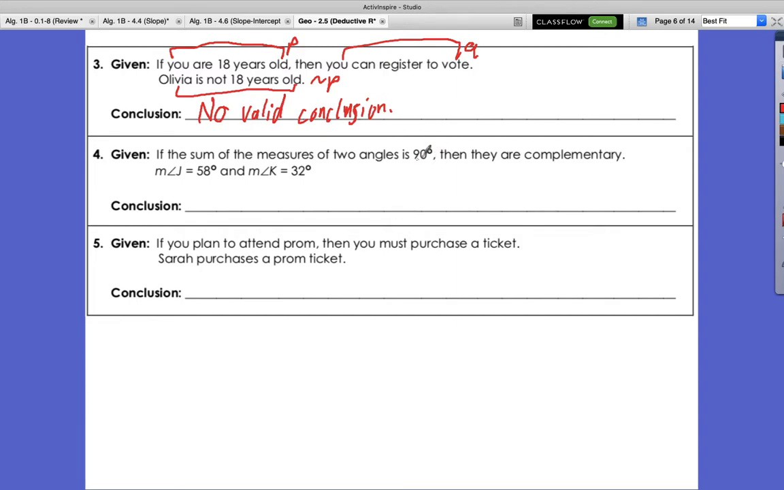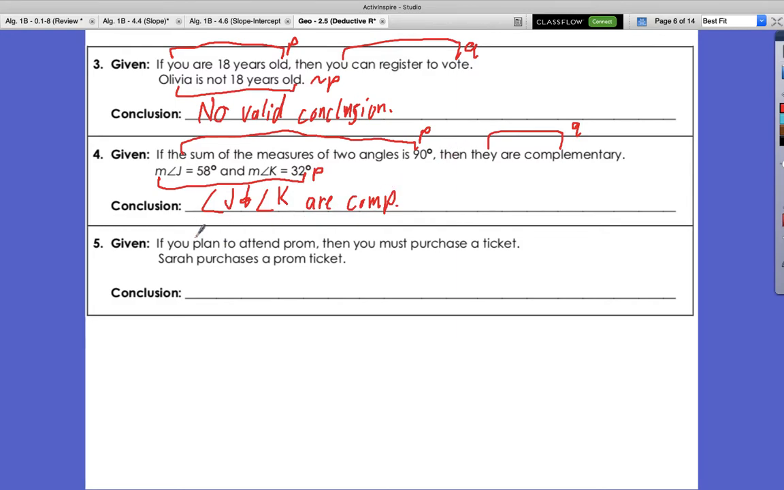Number 4, if the sum of the measures of two angles is 90 degrees, then they are complementary. Sum of measures of two angles 90 degrees is our P. They are complementary is Q. Measure of angle J equals 58 degrees and measure of angle K equals 32. Now is this a word for word restatement at all? No. What do we know about 58 and 32? Could we add those and get 90? We certainly could. So we'll say, in a way, this is the hypothesis. So what's our conclusion? We can say that angle J and angle K are complementary.